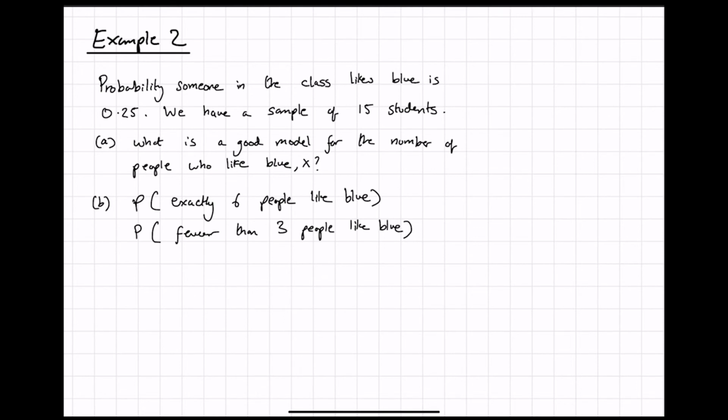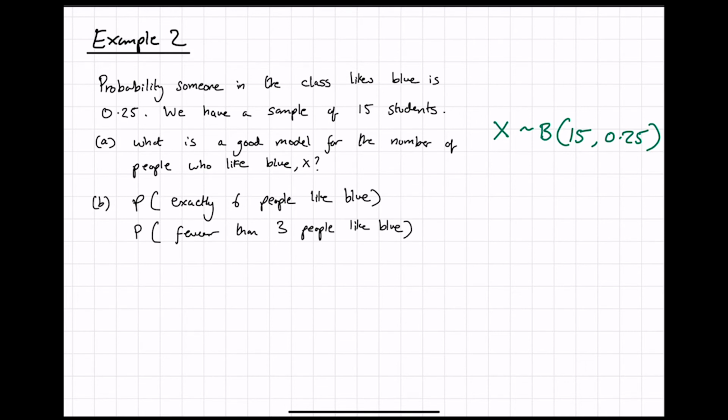This is quite simply the binomial distribution. X, which is the number of people who like blue, is binomially distributed between 15 students, and the chance that each likes blue is 0.25. And that's quite simply all you need to do for this question. That will be the answer to the first part.